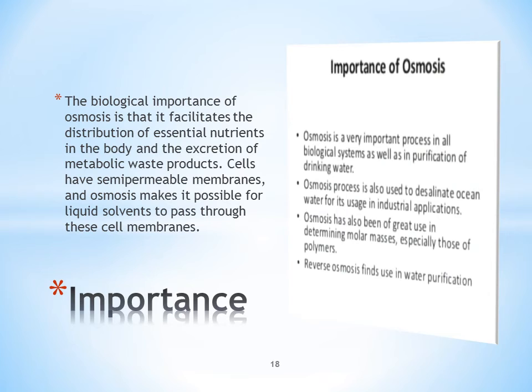Importance of osmosis. The biological importance of osmosis is that it facilitates the distribution of essential nutrients in the body and the extraction of metabolic waste products. Cells have a semi-permeable membrane, and osmosis makes it possible for liquid solvent to pass through that cell membrane. Another importance: osmosis is a very important process in all biological systems as well as in purification of drinking water.